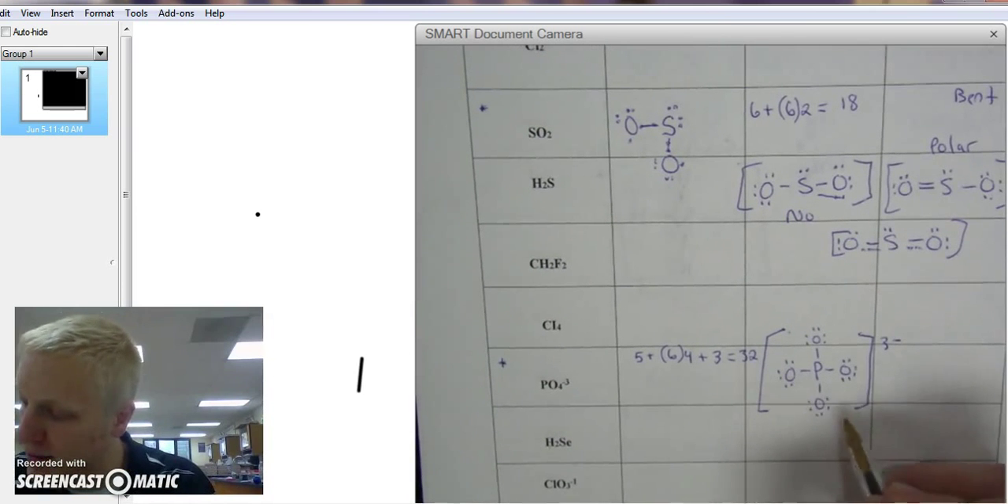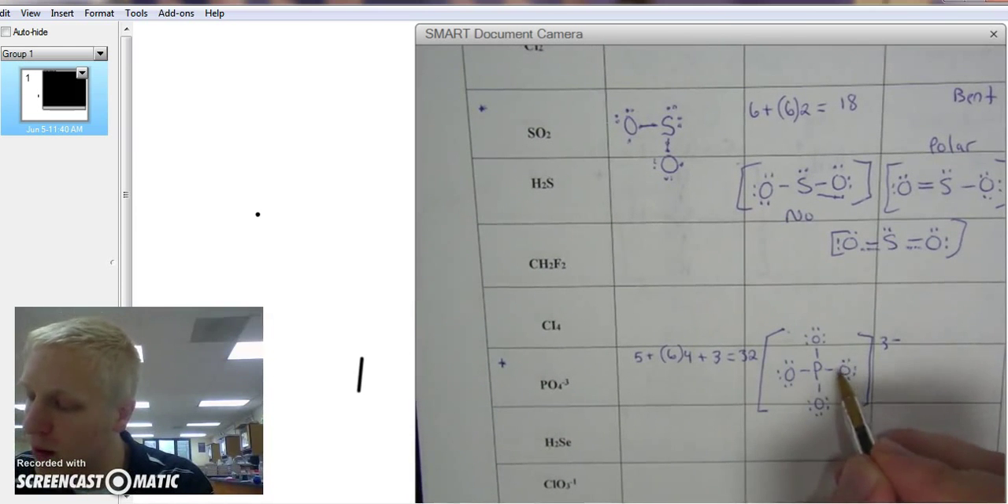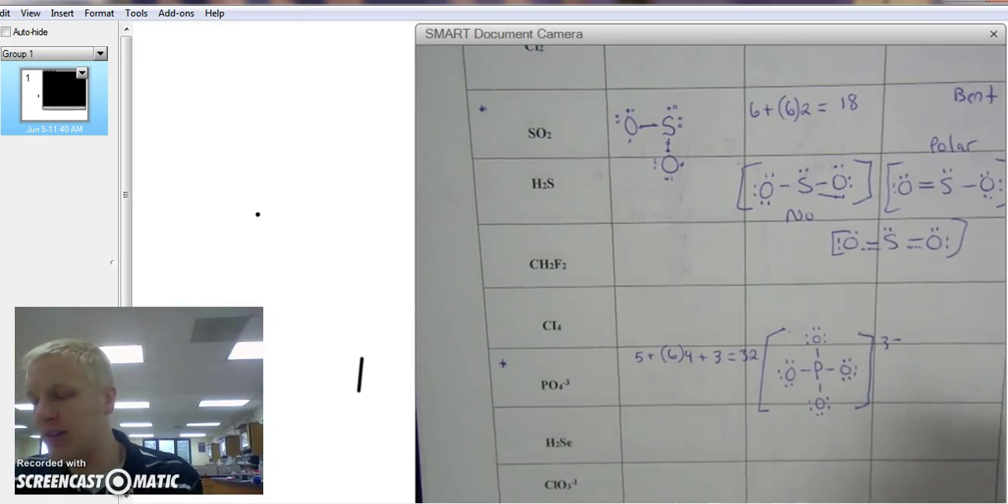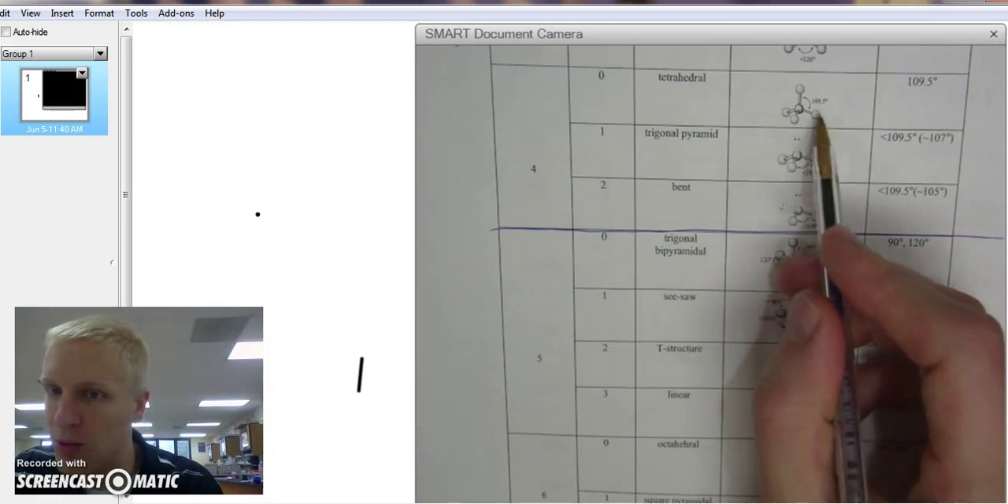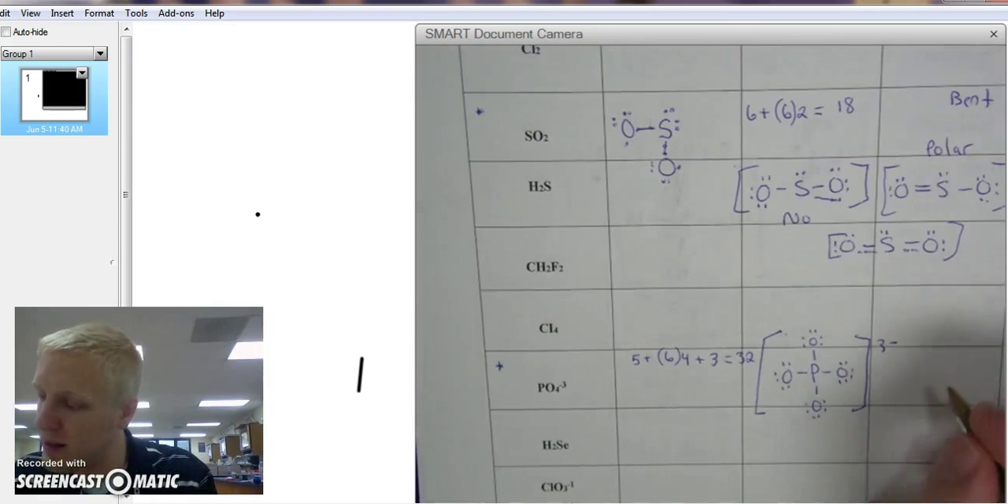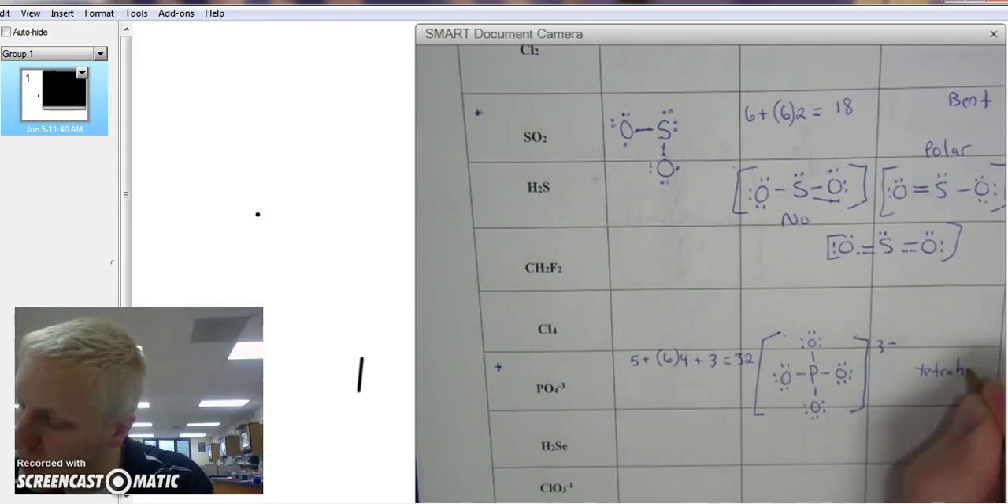The other one, phosphate with 3 minus, has 4 outer atoms, no lone pairs on the center. That would be tetrahedral.